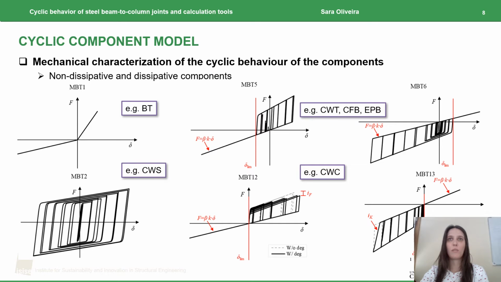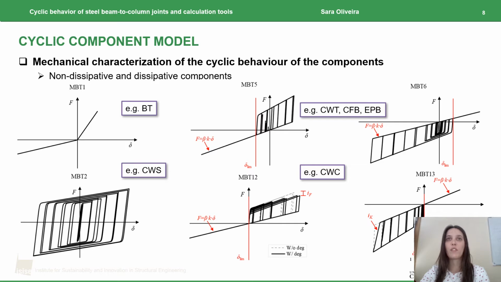In the cyclic component model, two groups of components need to be characterized, non-dissipative and dissipative components. Both types contribute to the joint deformation, but only the second type contributes to energy dissipation. In addition, the force deformation laws of all the components were implemented, where appropriate, with tension only or compression only behaviors. For instance, the component column web in tension is modeled with a mechanical behavior which is only active in tension. When it is not active, it is assigned a linear law.